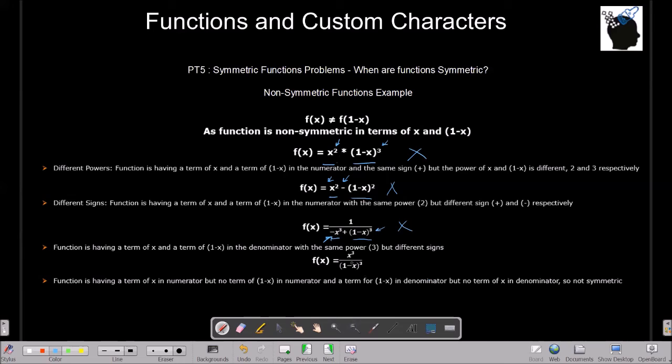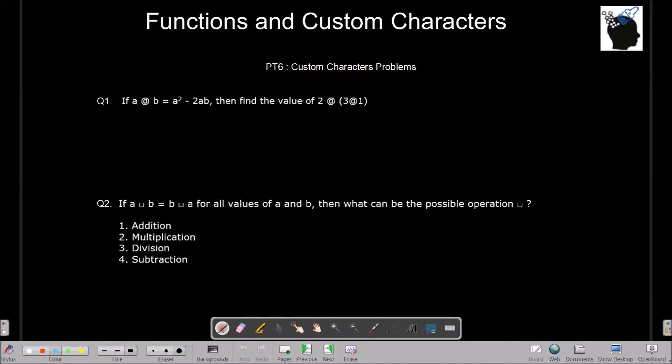The fourth one, I have a term of x in the numerator but 1 minus x in the denominator. So that means it is also not symmetric in terms of x and 1 minus x. Let's look at the next problem type now. So the next problem type is on custom character problems. Let's try the first one.